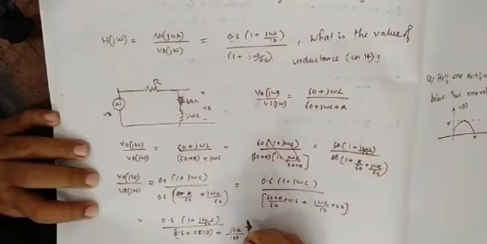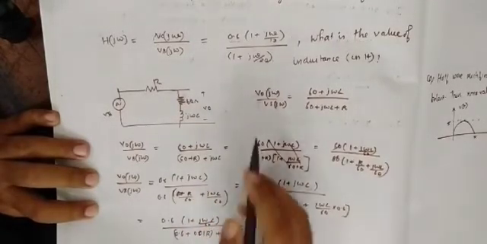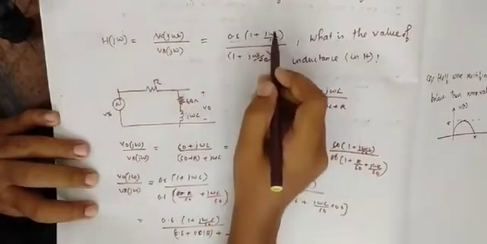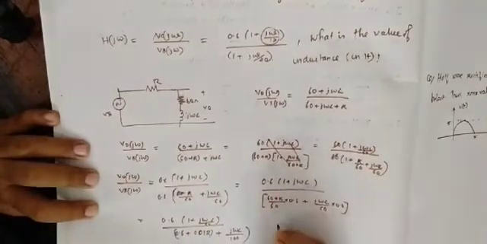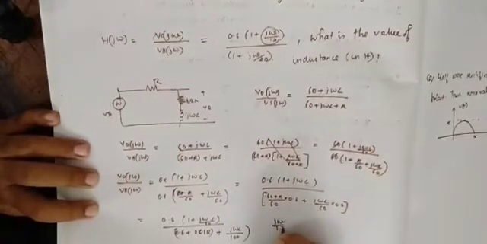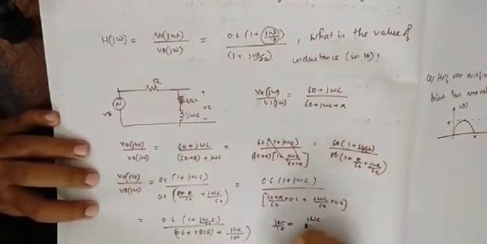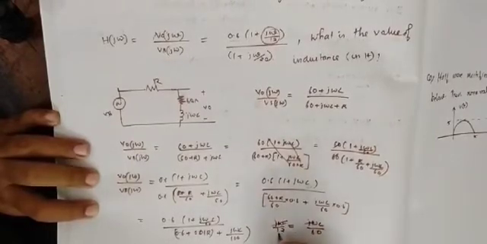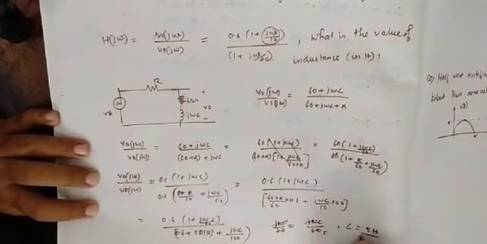Comparing these two equations, instead of 1 plus j omega divided by 12, we have 1 plus j omega L divided by 60. So I am going to substitute that. So j omega divided by 12 equal to j omega L divided by 60. Okay, so j omega cancels out. We will get L is equal to 5 Henry.